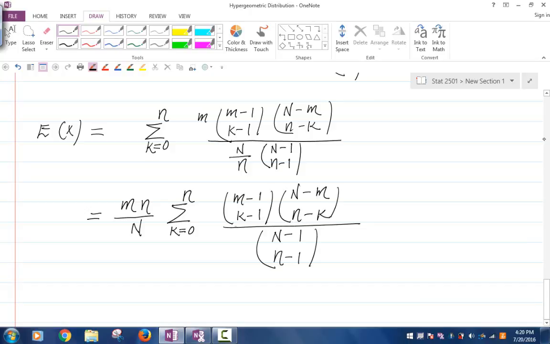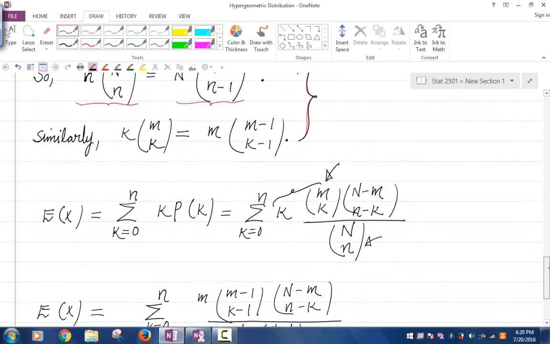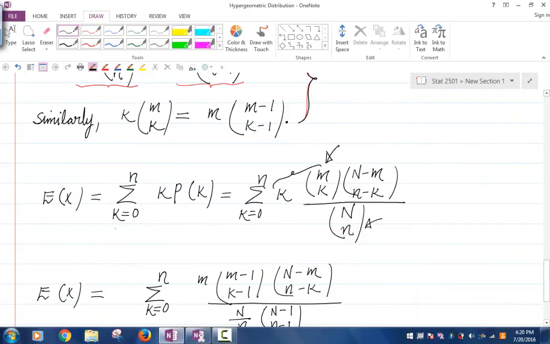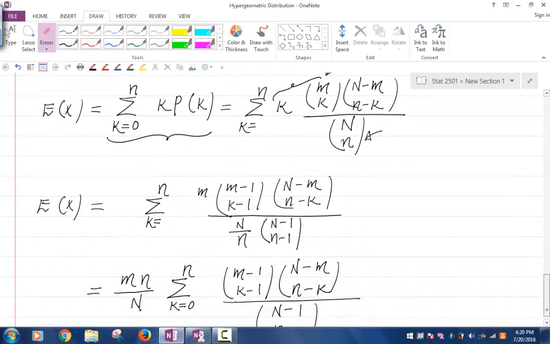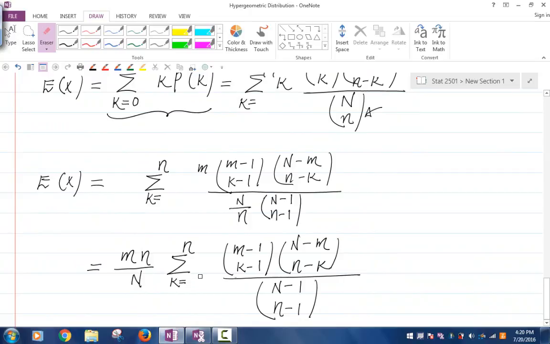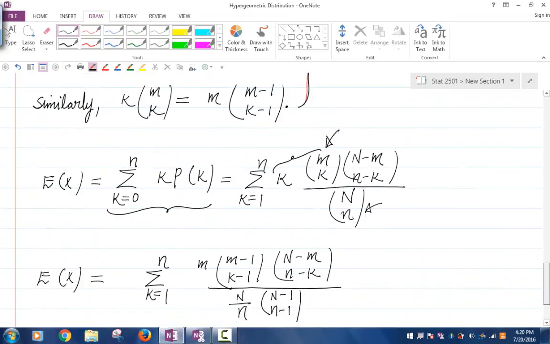Notice that in this sum, when k is 0, we get a 0 term in the sum. The term corresponding to k equals 0 is 0. So I could then start the sum at 1. So 1 here, 1 here, and 1 here.